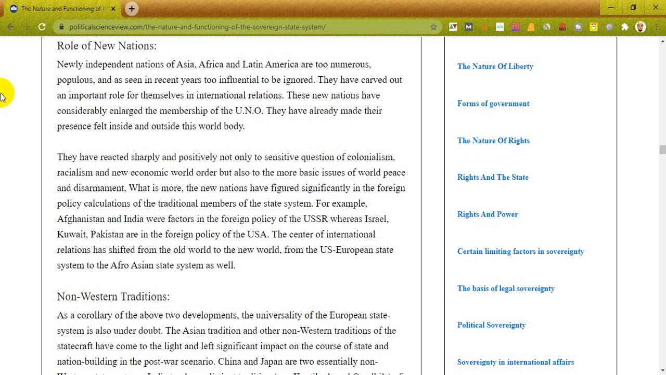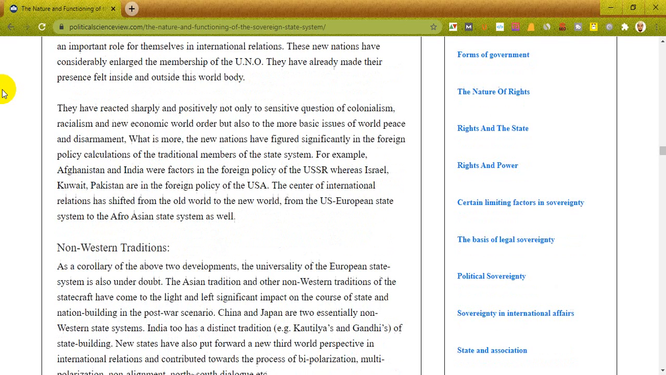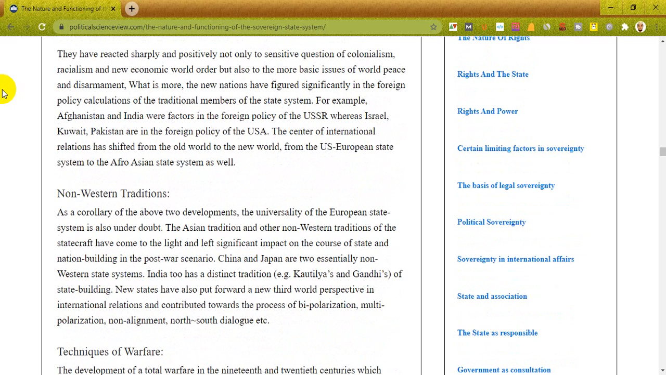Role of new nations. Newly independent nations of Asia, Africa, and Latin America are too numerous, populous, and as seen in recent years too influential to be ignored. They have carved out an important role for themselves in international relations. These new nations have considerably enlarged the membership of the UNO. They have already made their presence felt inside and outside this world body. They have reacted sharply and positively not only to sensitive questions of colonialism, racialism, and new economic world order, but also to the more basic issues of world peace and disarmament.